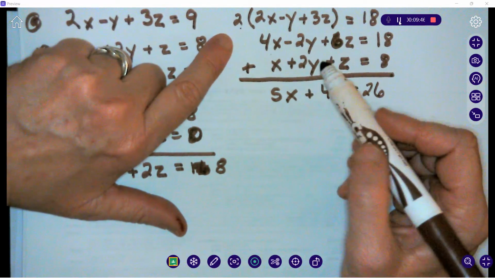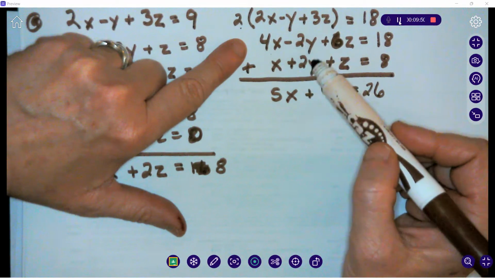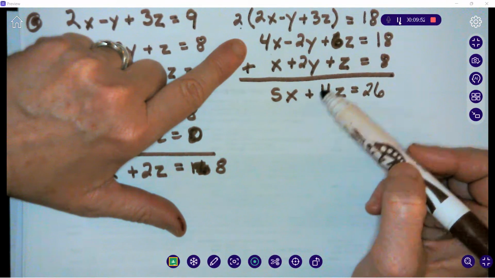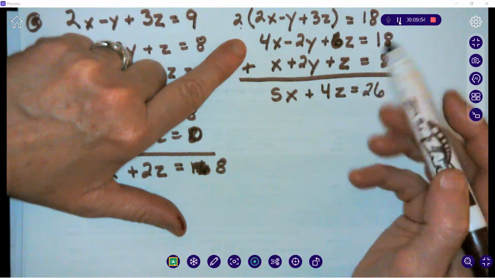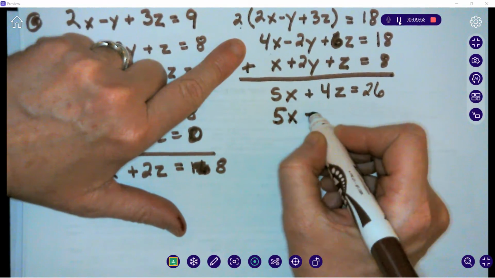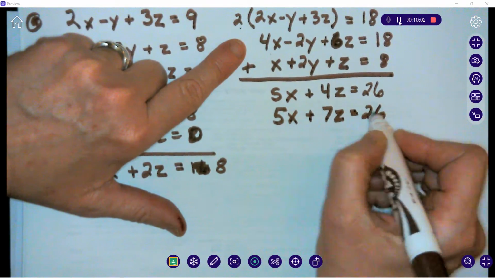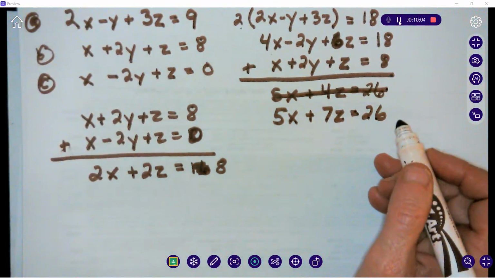Okay, so then when we add 4x plus x, we get 5x. The negative 2y plus 2y cancels out, and now we have 6z plus z equals 7z. So I'm going to rewrite that so it doesn't look so messy. 5x plus 7z equals 26. That looks right. I knew something was wrong there.